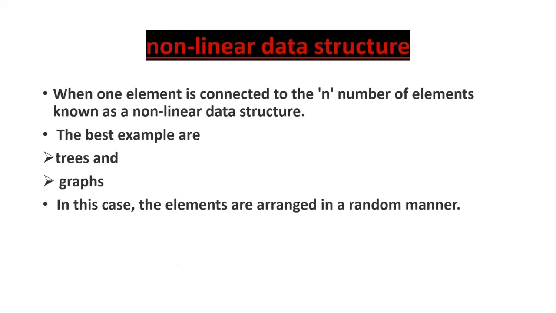So coming to the next point, non-linear data structures. What is meant by non-linear data structures? In non-linear data structures, one element is connected to n number of elements. In non-linear data structures, the elements are arranged in a random manner, and the perfect examples are trees and graphs. So trees and graphs are considered as non-linear data structures.